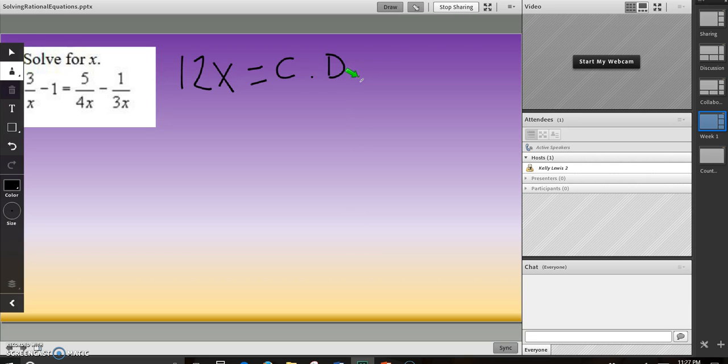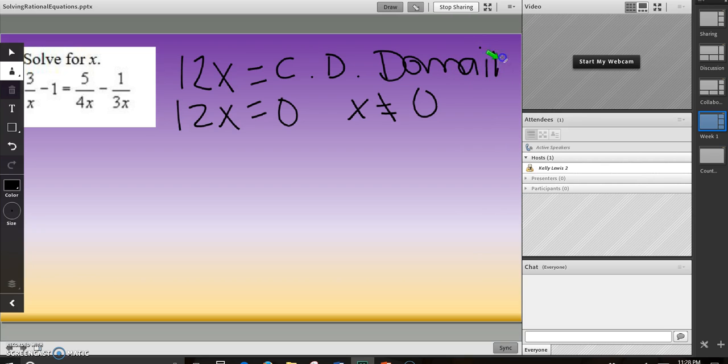All right, and so for the restricted domain, we need to set the common denominator equal to 0. To solve this, we just divide by 12. And so 0 divided by 12 is just 0. So the domain is x cannot equal 0. So when we solve this, if we get 0 as our answer, we have a little hiccup. But I'm not going to worry about that until if that happens. All right, so we need everything on the bottom to be 12x.